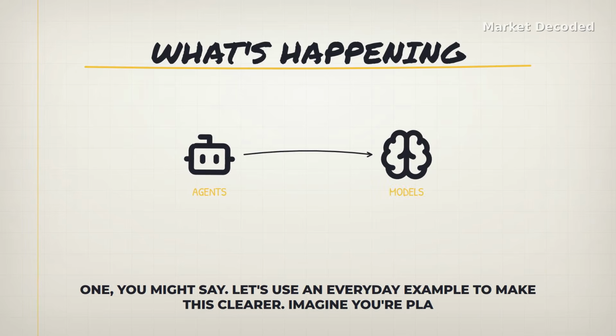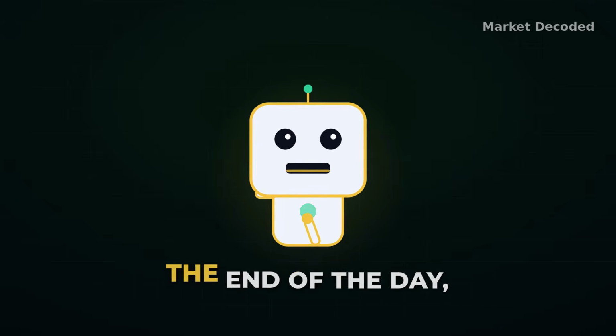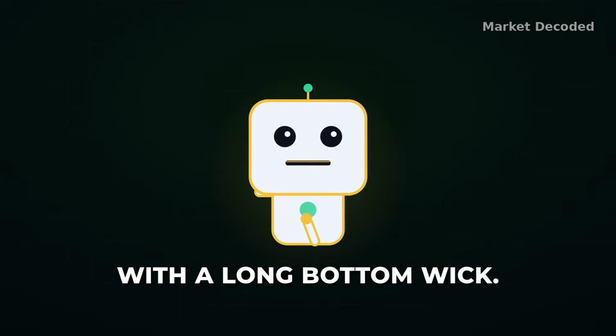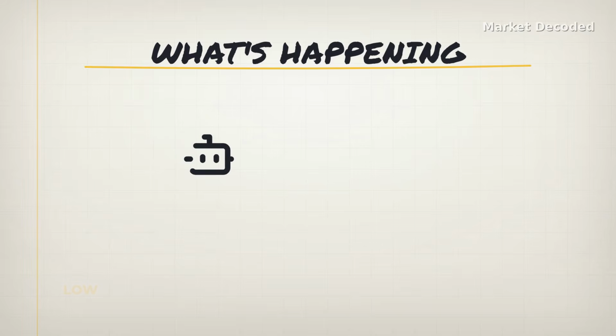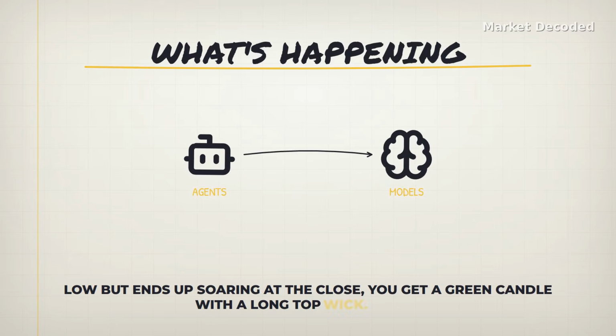Imagine you're playing a game where you have to guess how high or low something will go in a day. If your guess is right and the price goes higher by midday, but then falls back down by the end of the day, we see a red candle with a long bottom wick. On the flip side, if the price starts low but ends up soaring at the close, you get a green candle with a long top wick. And if it stays pretty steady all day, that's like a short candle without much detail on either end.